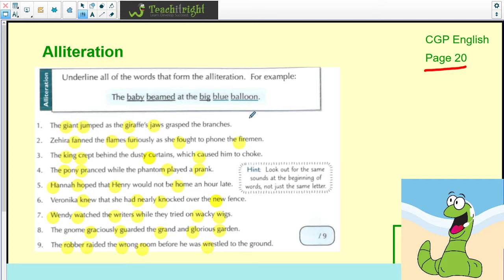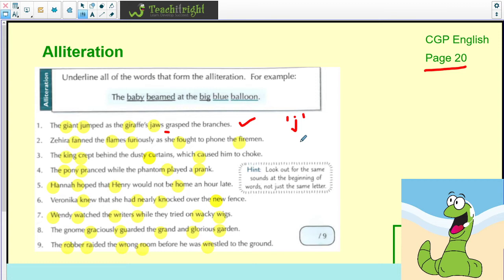So on the first one we've got giant jumped giraffe's jaws, and the sound is a J sound in that first one. Grasped is not part of the alliteration because it starts with a G sound. So that's why we haven't included that word. So do be careful on these. Just because it begins with the same letter doesn't always mean that we're going to get the same sound. But it was the J sound that we needed on those alliterations.